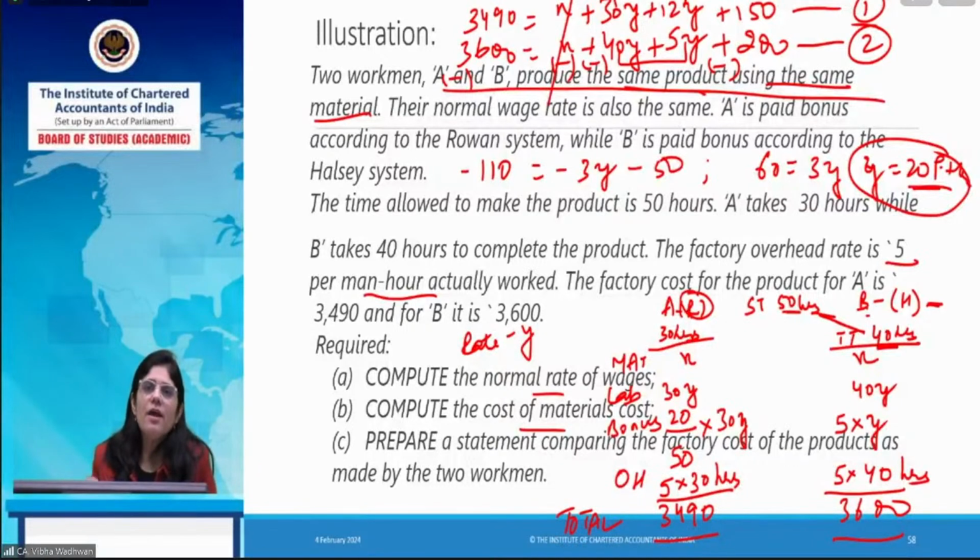You have to use those figures. So the moment I write A and B, then the same product and same material I've underlined. Then the wage rate, and the bonus as per Rowan and as per Halsey. So it always helps you. Then there is no confusion left. Clear? So this is how it is done.